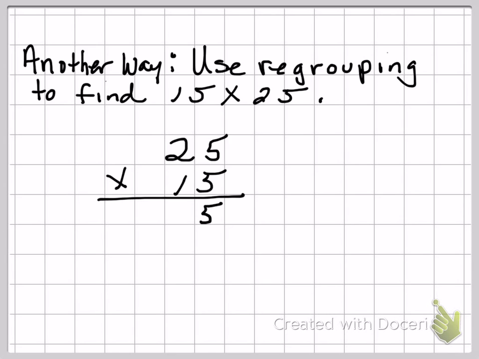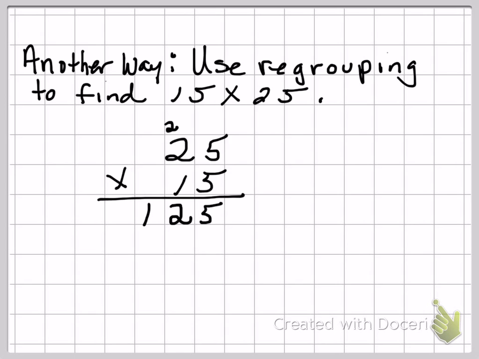5 times 5 is 25. I'm going to put down the 5, and I'm going to carry the 2 over to the tens column. 5 times 2 is 10, plus 2 is 12. So I'll put the 2 down in the tens column and the 1 down in the hundreds column. I'm done with that. Now I'm going to take a look at my step 2.